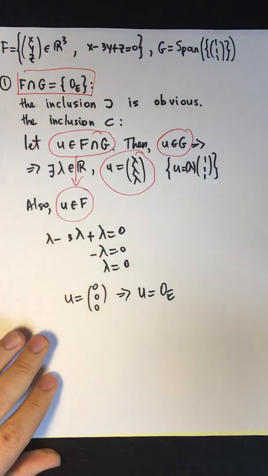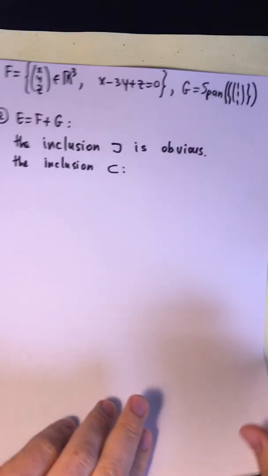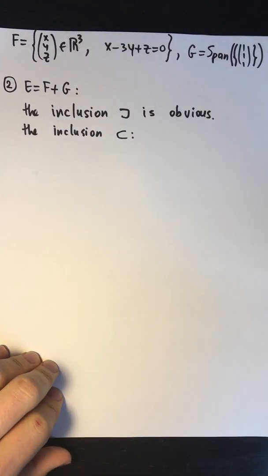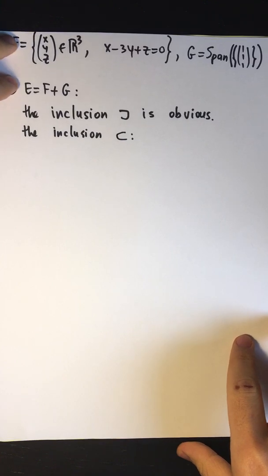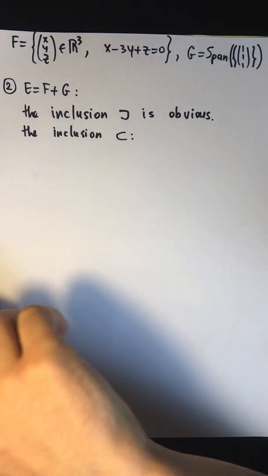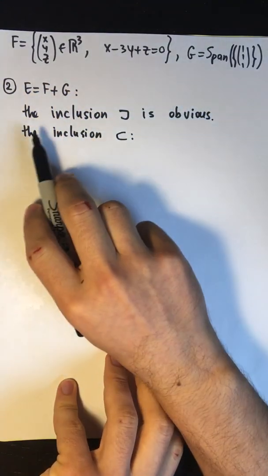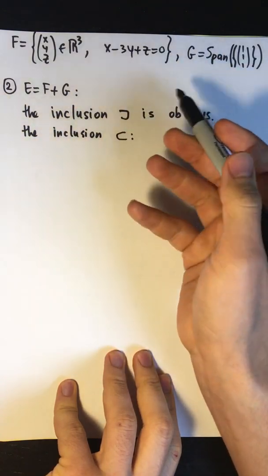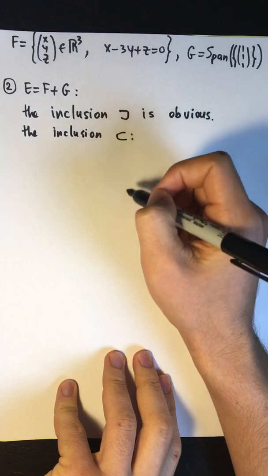Okay, now let's go to the next step. In the next step, we need to check this case. Before I start solving, let me focus the video one more time. Okay, now you can see it. Cool. Again, in the second step, you need to show that E is equal to F plus G. It's like proving left to right and then right to left. One inclusion is obvious, and then the other inclusion, you need to show this case.